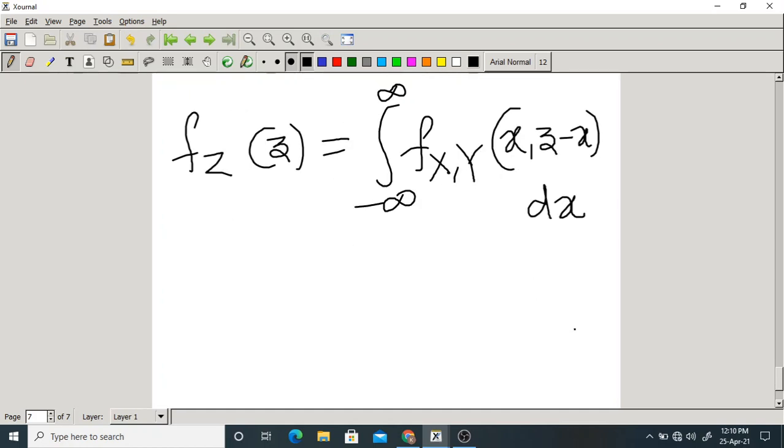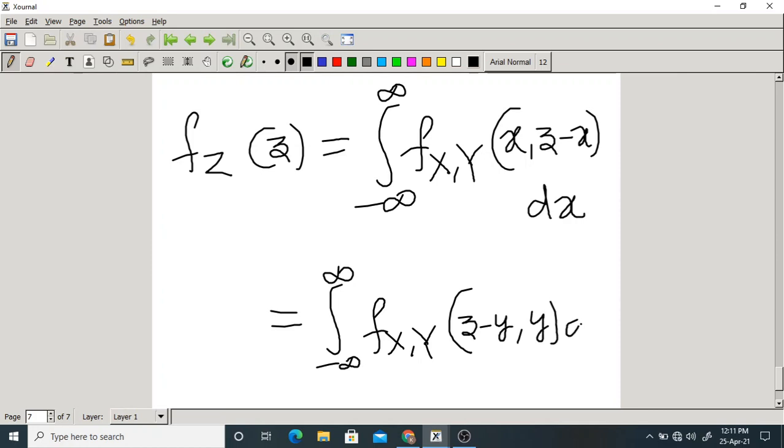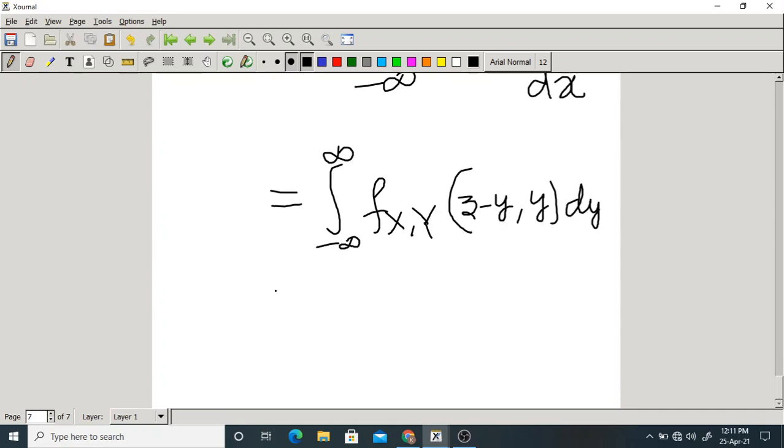There is another formula also. What would the formula be? The integral from minus infinity to plus infinity of f_XY of z minus y comma y, dy. By using these two, you can get the PDF of Z, where Z equals x plus y.